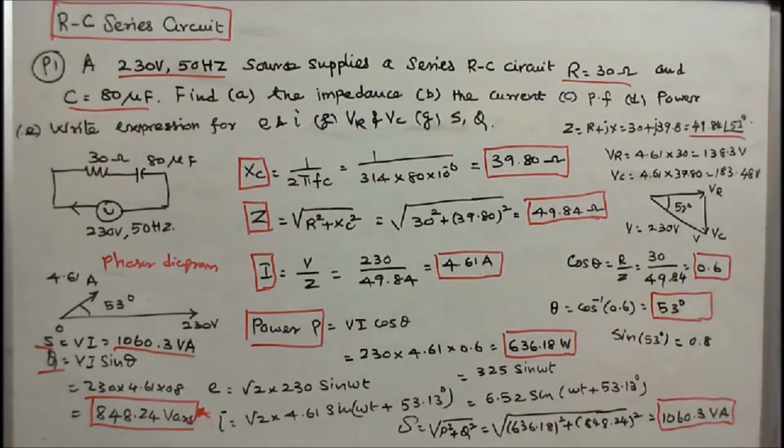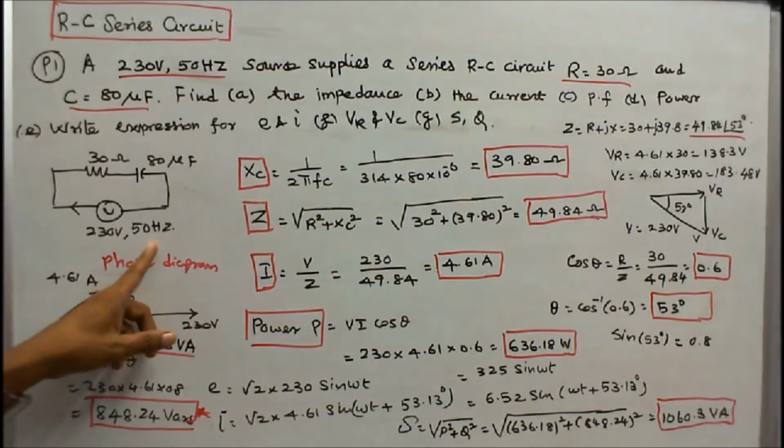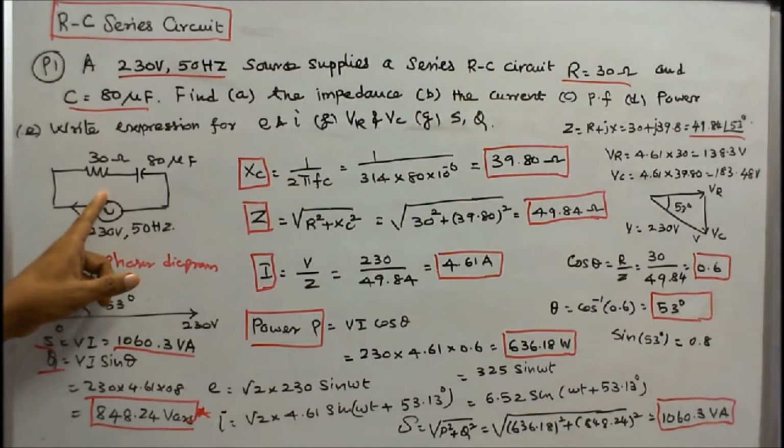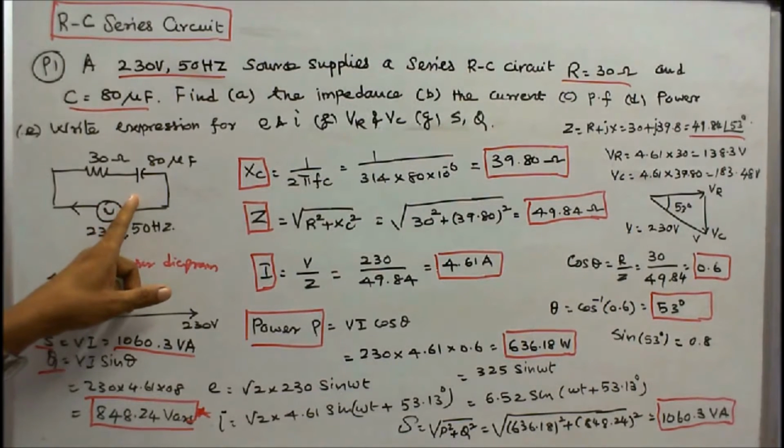In this class we work out 5 problems on RC series circuit. Problem number 1. A 230 volt 50 Hz source supplies a series RC circuit. R is equal to 30 ohms. C is equal to 80 microfarads.